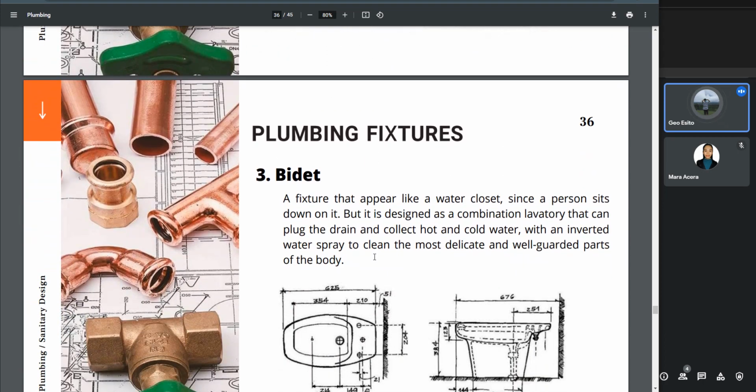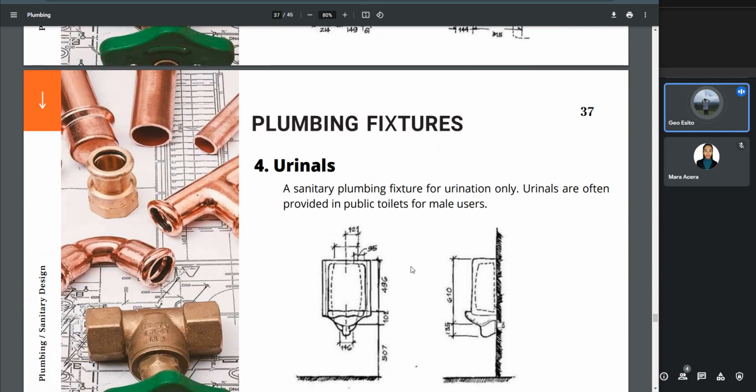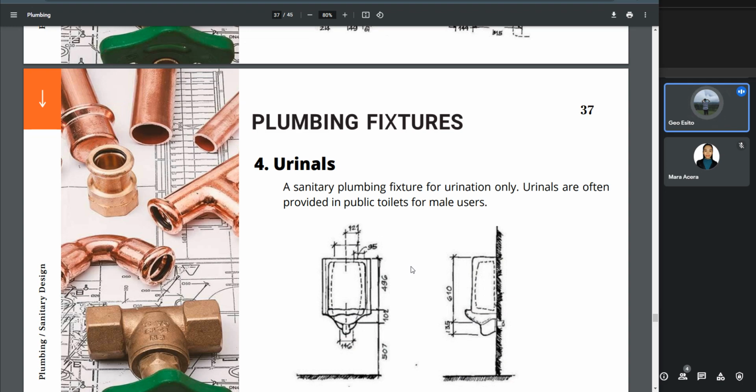The third one is the bidet, a fixture that appears like a water closet since a person sits down on it, but it is designed as a combination lavatory that can plug the drain and collect hot and cold water with an inverted water spray to clean the most delicate and well-guarded parts of the body. The fourth one is the urinals, a sanitary plumbing fixture for urination only. Urinals are often provided in public toilets for male users.